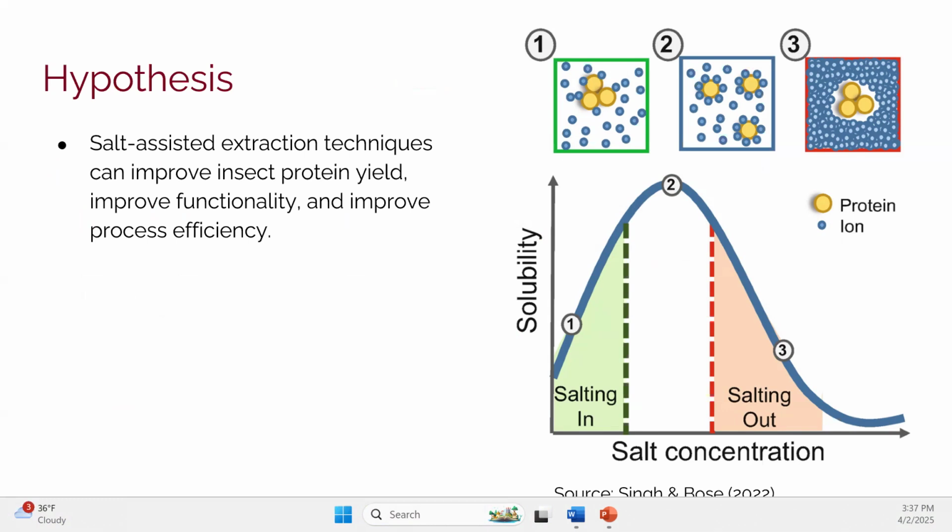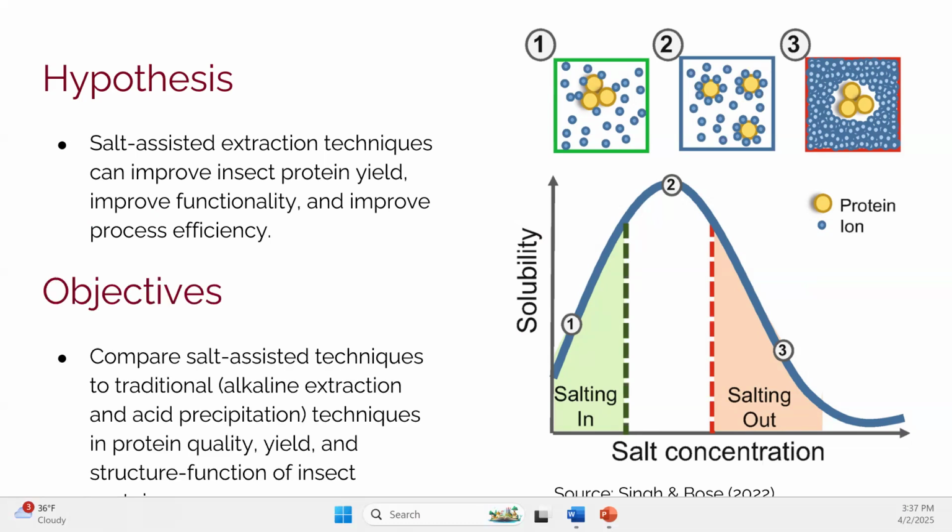And you see this graph in class where salting in helps, a little bit of salt concentration helps increase solubility, and salting out reduces solubility because of the electrostatic repulsion. The objective of this paper is to compare salt-assisted techniques to traditional ones, such as alkaline extraction and acid precipitation, in several parameters, such as protein quality, yield, characterization, and structure function of insect proteins.